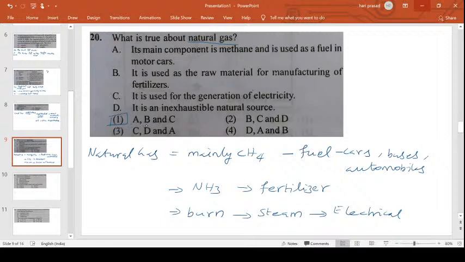Natural gas contains mainly methane. It is used as fuel. It is a raw material for preparing ammonia, and using ammonia we can prepare fertilizer. It is also used for generating electricity by burning natural gas. Next question we'll take.